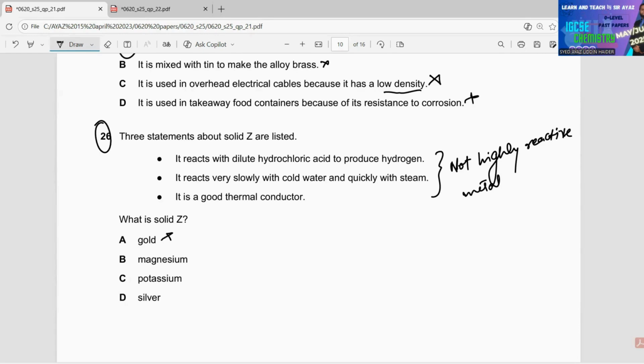Gold can't be the right answer. It's least reactive, does not react with dilute acid, and does not react with cold water or steam. B looks correct to me.